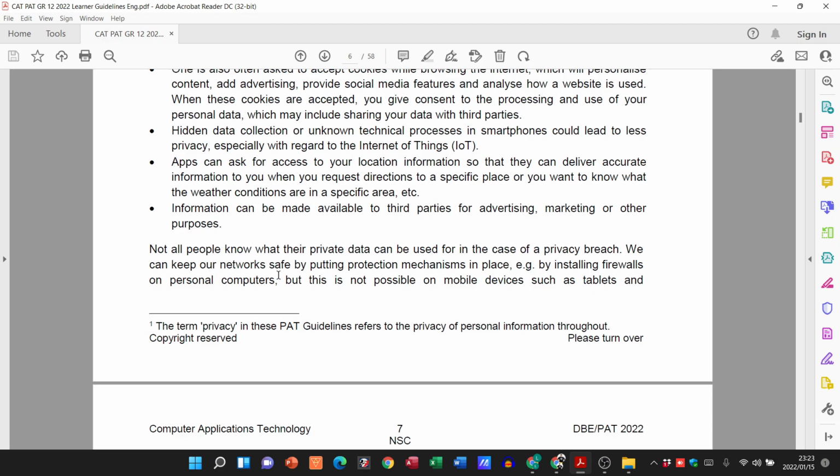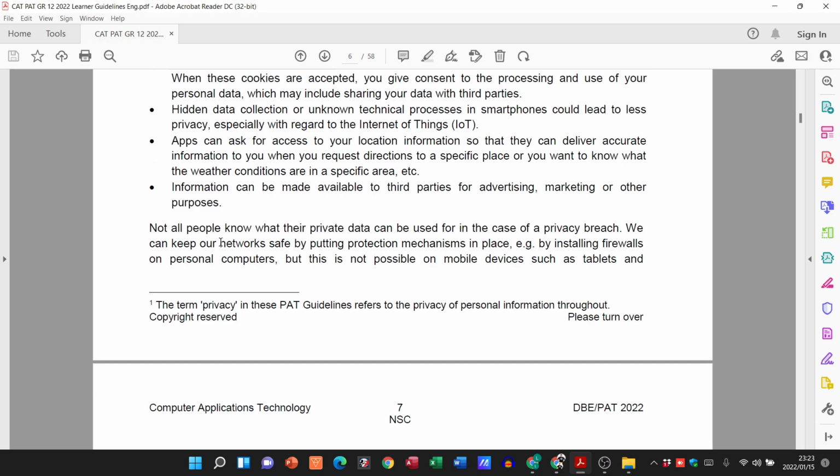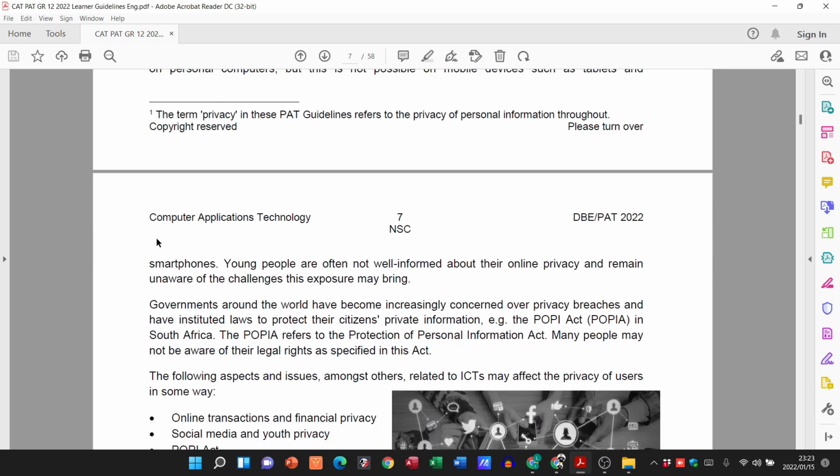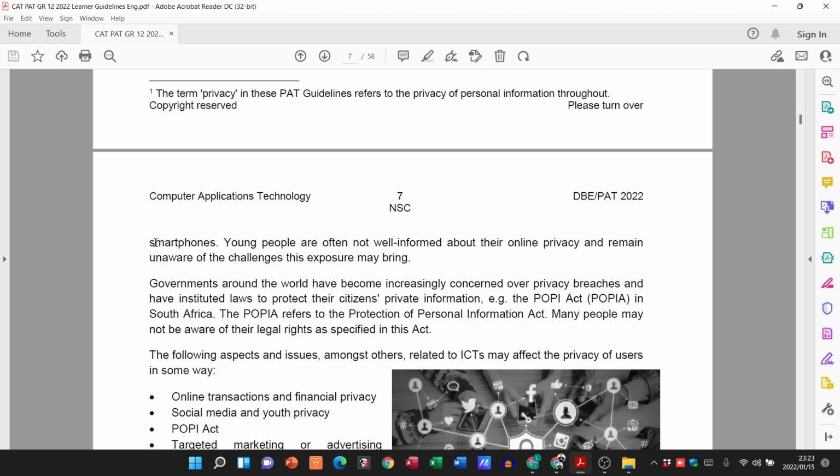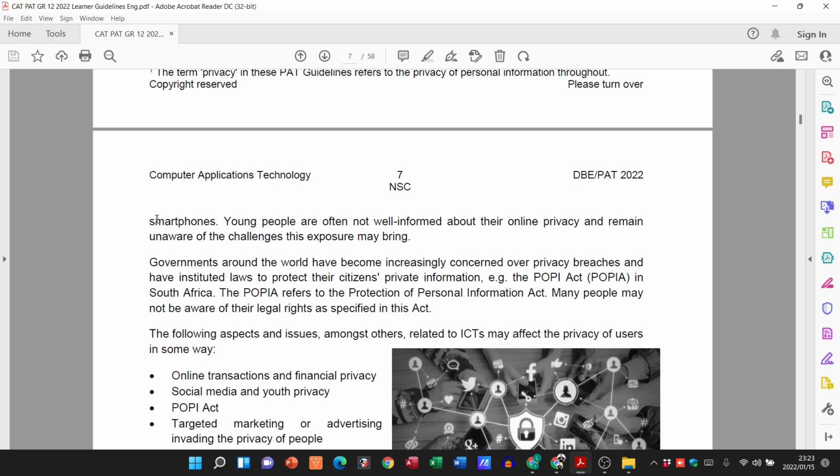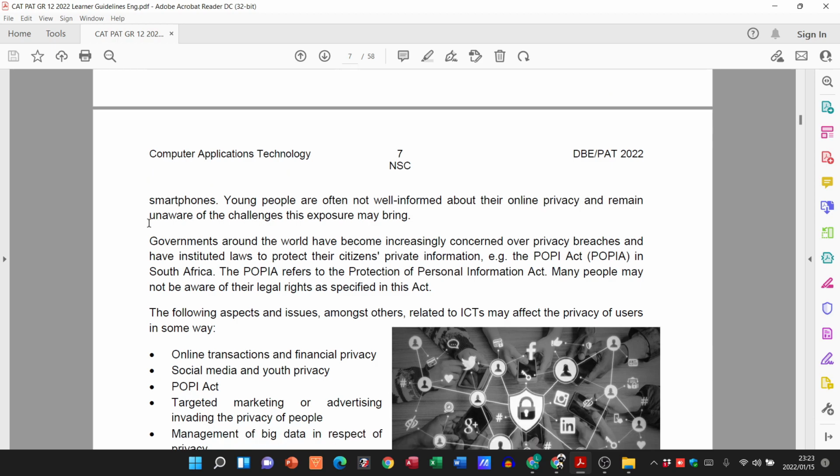We can keep our network safe by putting protection mechanisms in place, for example, by installing firewalls on personal computers. But this is not possible on mobile devices such as tablets and smartphones. Okay, young people, that's you and me, include myself in this, are often not well informed about their online privacy and remain unaware of the challenges that this exposure may bring.